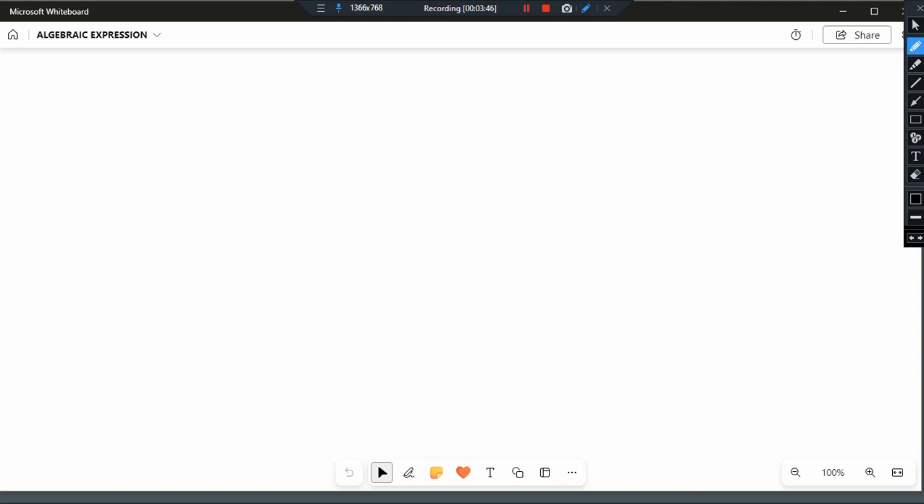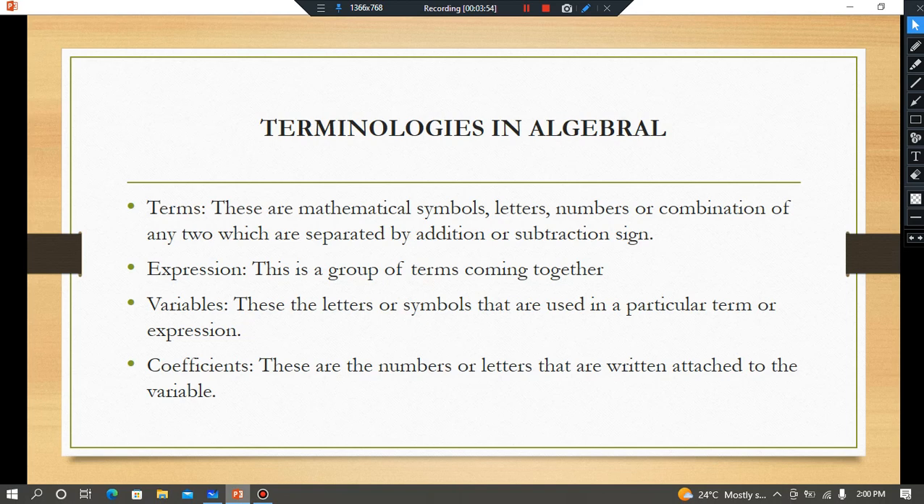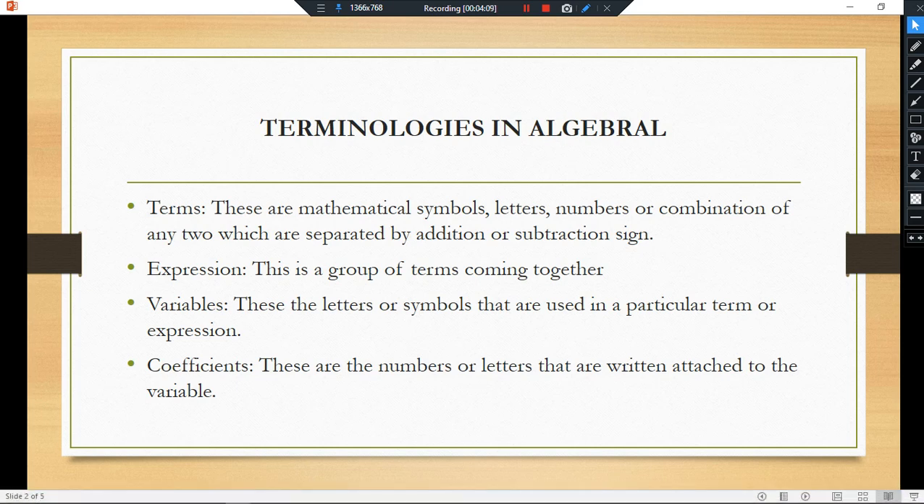Let us continue with the terminologies. Now, let us look at some terminologies in algebra. In other terms, some unique terms that are dealt with in algebraic expression. The first we are going to talk about is terms. When we talk of terms in algebraic expression, or when we talk of a term in mathematics, what does it mean?